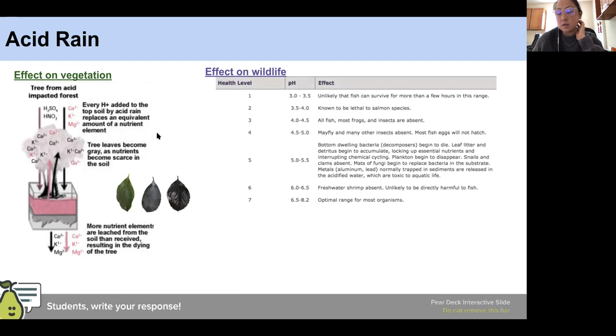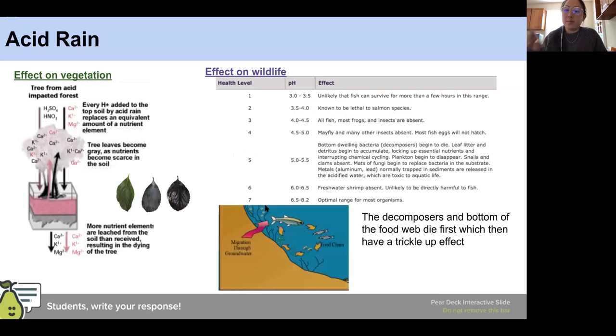Now, on the other hand, there's also an effect on wildlife. Particularly in aquatic environments, freshwater or marine, you see here that it depends on how acidic the water is. To summarize this table that y'all investigated in your acid rain clues, it's basically a food chain effect that starts from the bottom. As water becomes more acidic, it's going to affect the bottom feeders and the insects and the algae first.